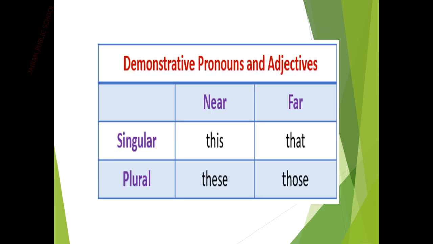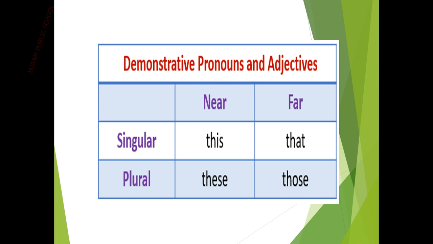This is a chart which helps you to understand and find the answers for demonstrative pronouns. For singular, if the thing is near to you, you should use this. For a thing which is very far from you, you should use that. For plural forms, we should use these for near things. For things which are very far from you, you should use those.